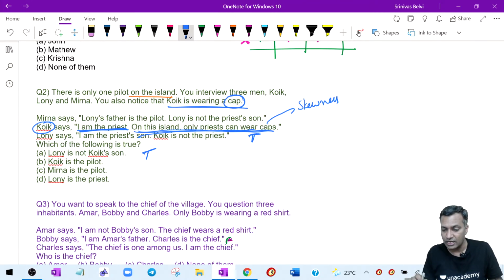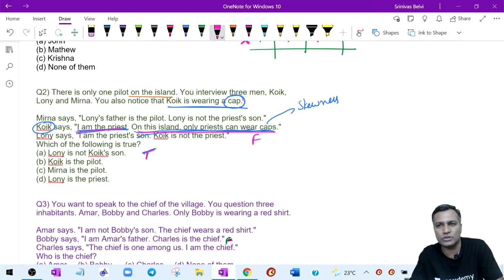In that case, you are trying to say that both statements are true. If you assume that the statement which has a skewness is true, then the other statement is also true. Therefore, that is not possible. And then you say that the statement with the skewness is false, and there is no choice. The first statement is true. He is a priest, but there is no rule on that island saying that only priests can wear caps. Anybody can wear caps, right? Therefore, that statement is false. You and I also can go there and wear the hat. There is no problem. So only the first statement is true, saying that Koik is a priest.